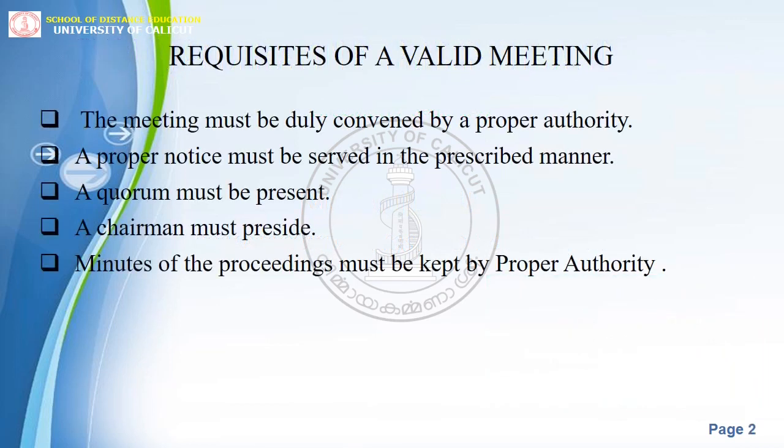For a meeting to be valid, it should be convened by a proper authority. A quorum must be present. There should be a chairman to preside over the meeting, and the minutes of the proceedings must be kept by the proper authority.